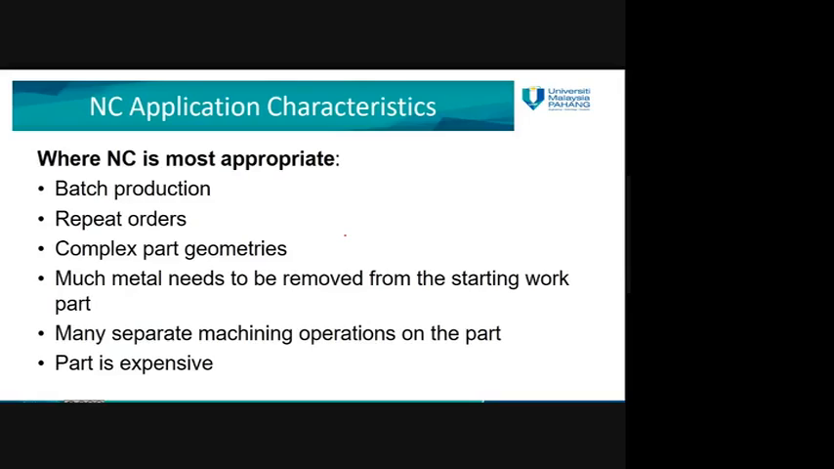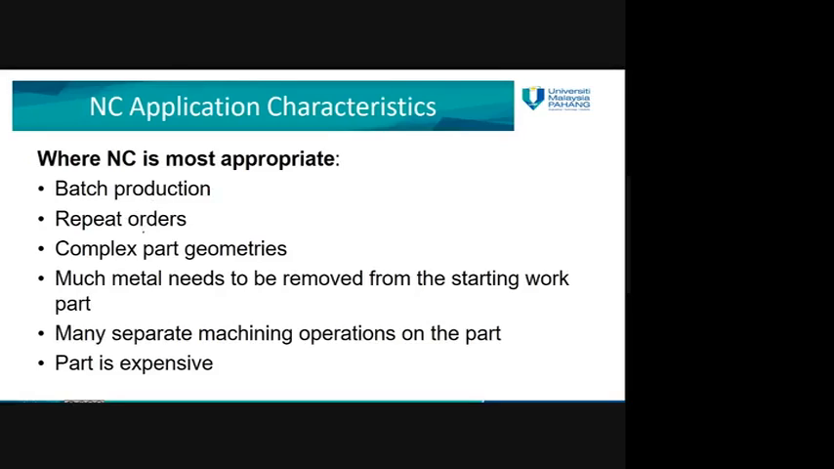The NC application characteristics: where is NC most appropriate? I mean, where do we prefer to use NC applications or NC machines in the manufacturing field? The first is batch production. We mentioned batch processes last time. We said there are some processes which work in batches, for example mixing, heating, and so on. So for example, each batch can be carried out by using one NC machine.